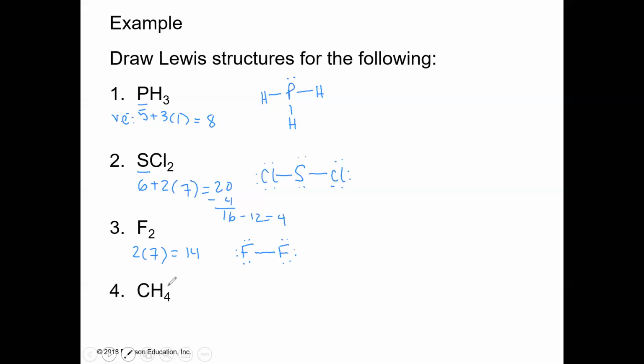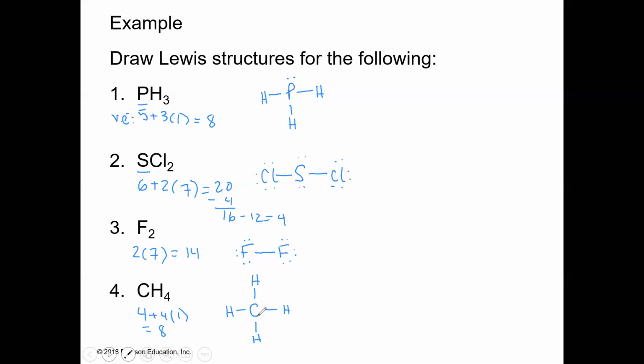Lastly, let's look at CH4. Our central atom has to be carbon because hydrogen cannot be. Next, we draw our single bonds to each of our hydrogens. Oh, we forgot. We needed to count how many valence electrons we need. For our carbon, we have 4. For each of our hydrogens, we have 1 valence electron. So in total, we have 8 valence electrons to draw.